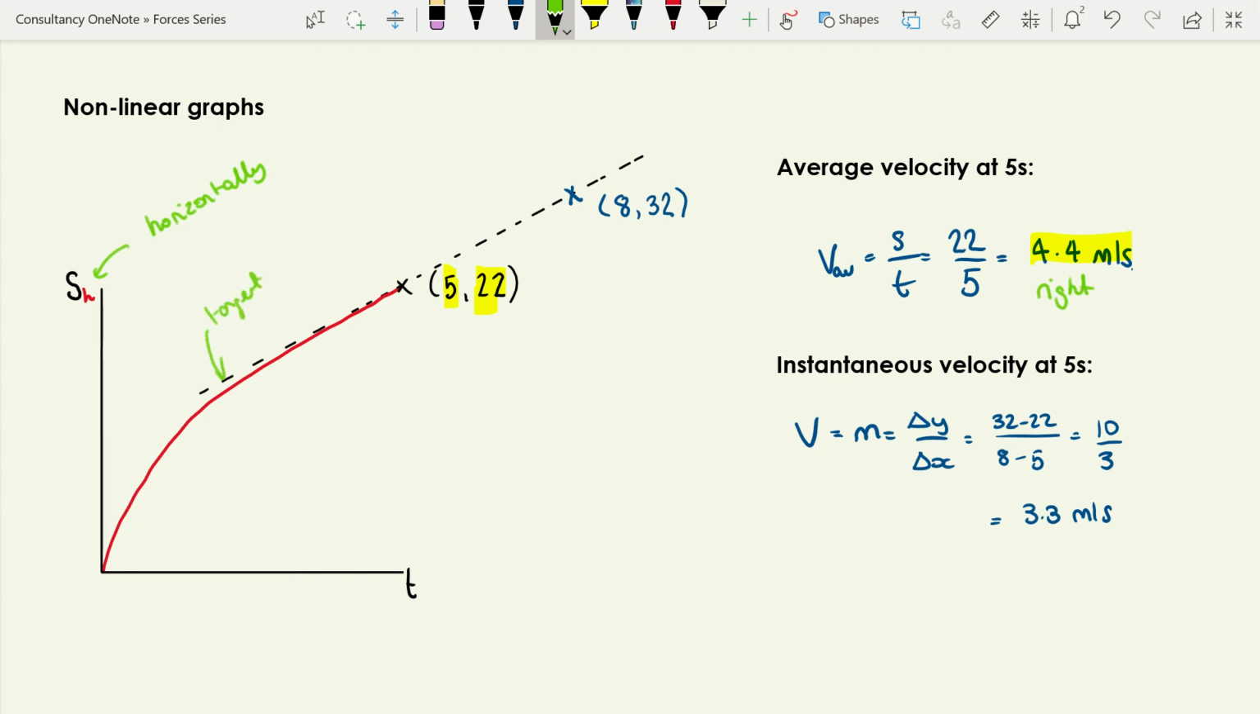And if we want to find the gradient, we'd need to know another point on that tangent, which you can see I've marked in here. Then we can find the gradient of the tangent. We do change in y divided by change in x, and that gives us a gradient of 3.3, which again we can say is to the right because it's positive and we're doing displacements in the horizontal direction. By convention, a positive displacement means displacement to the right. Okay, so that's how we calculate instantaneous velocity with a nonlinear graph as well as a linear one.